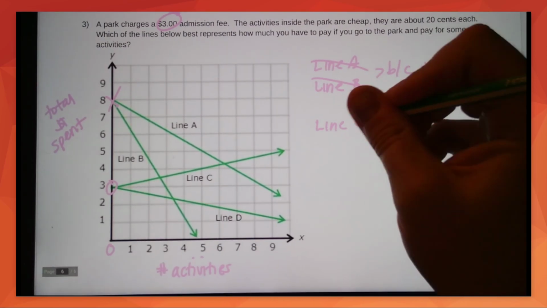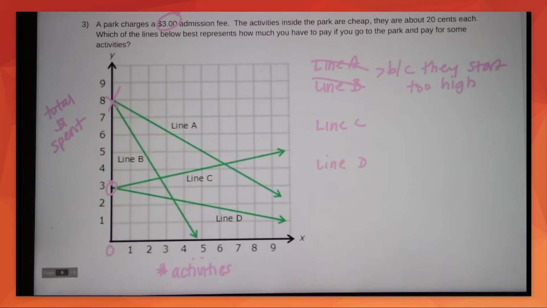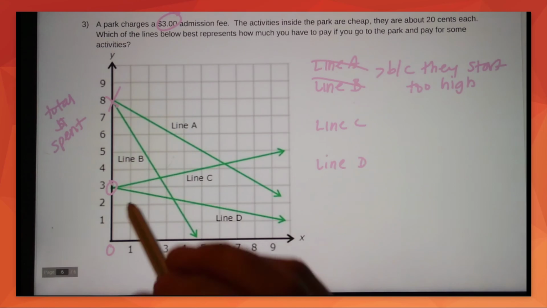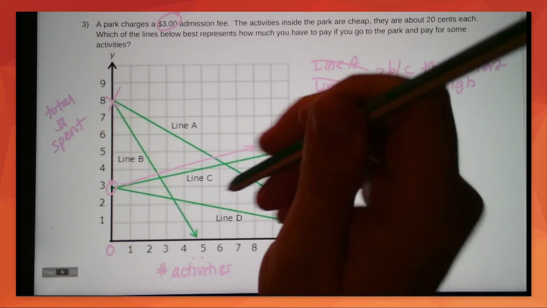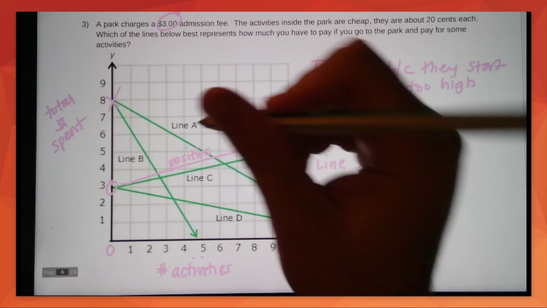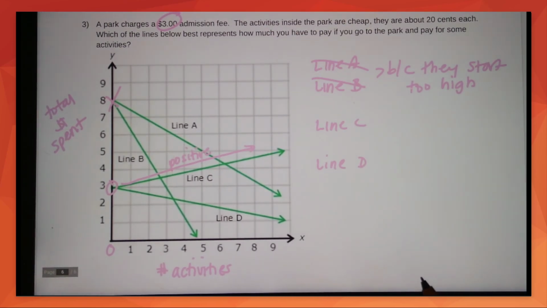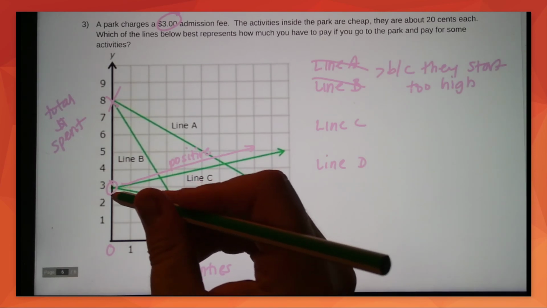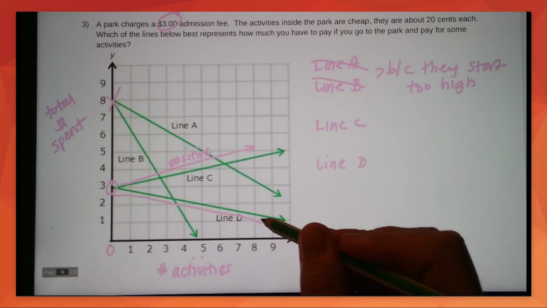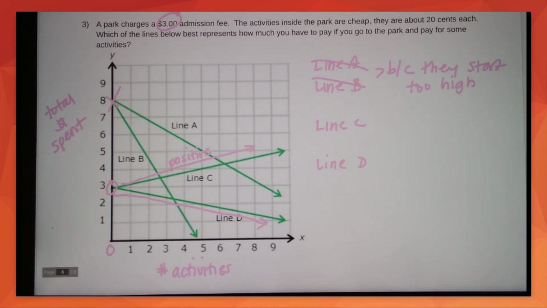What about line C and line D? Well, it looks like if I follow line C, the more activities that I do, the higher my line is getting here. This is an increasing or a positive slope. What about the other line, line D? Is that a positive or a negative slope? It looks like as I continue to increase the number of activities, my cost is going down. Does that line up with what this paragraph says about this scenario? Is it that the more activities I do, the park is giving me a refund for that? Absolutely not. The more things I do, the more money I'm going to spend.